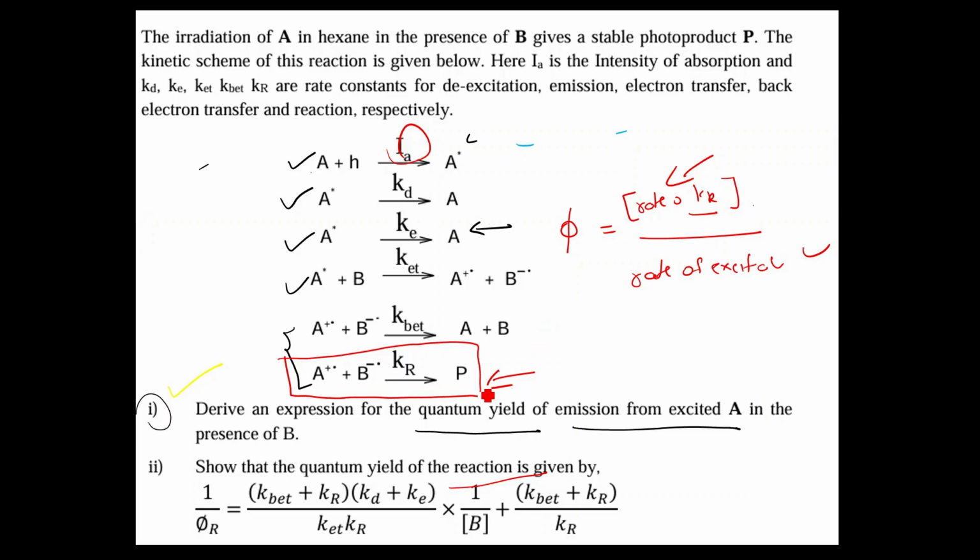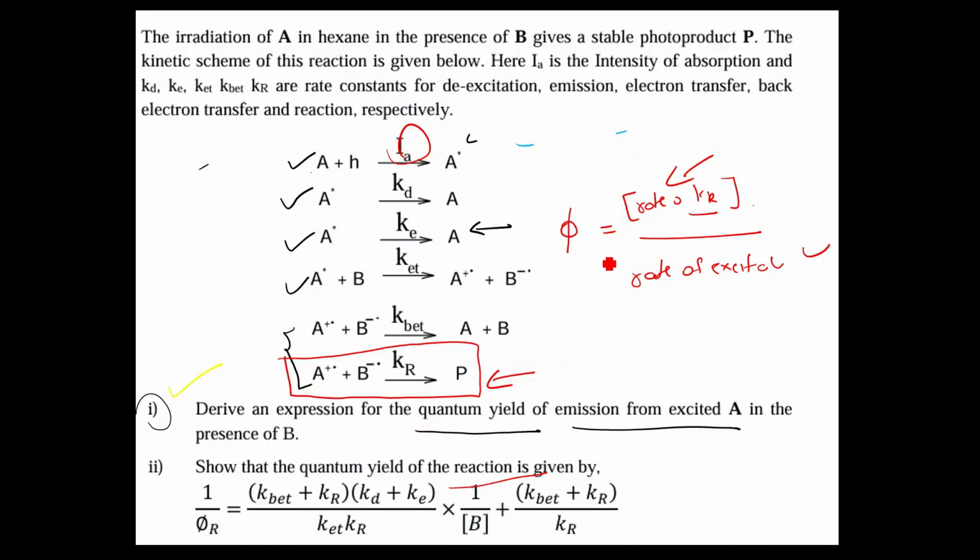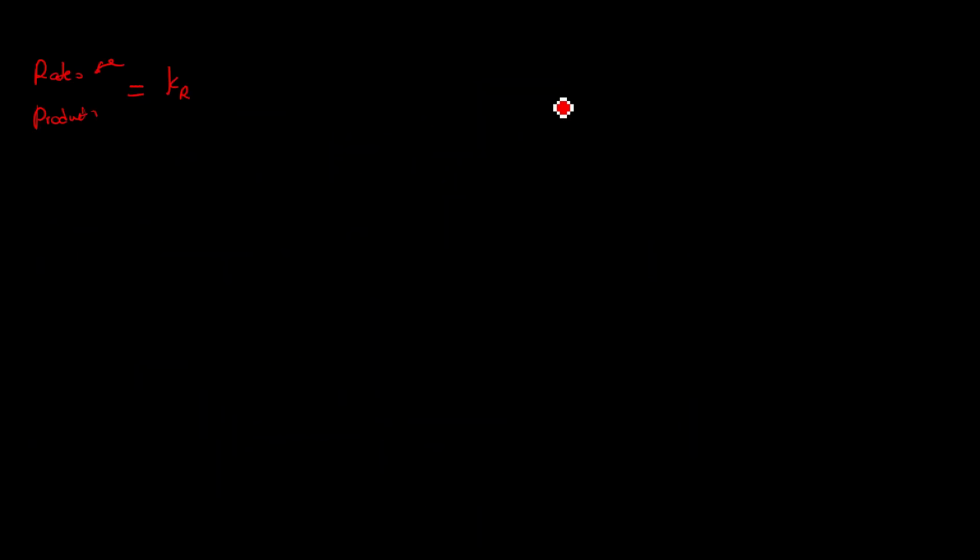I'm going to write a rate expression for this final product formation step. Rate of the product formation: we have Kr, and we have two reactants here. You can see A plus radical and B minus radical. So both of these concentrations are involved in our reaction, right? Now another problem arises. We don't know this one and this one. So you need an expression for both of these.